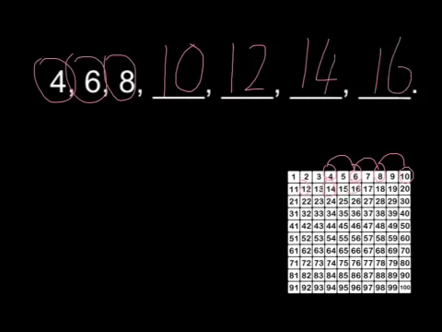So 16 is the last number that I need in that sequence, and I can tell because I've got a full stop there. So let's count this sequence out together. 4, 6, 8, 10, 12, 14, 16. What's the rule? I'm skip counting in twos going forwards. And I know that because I'm skipping one number each time.